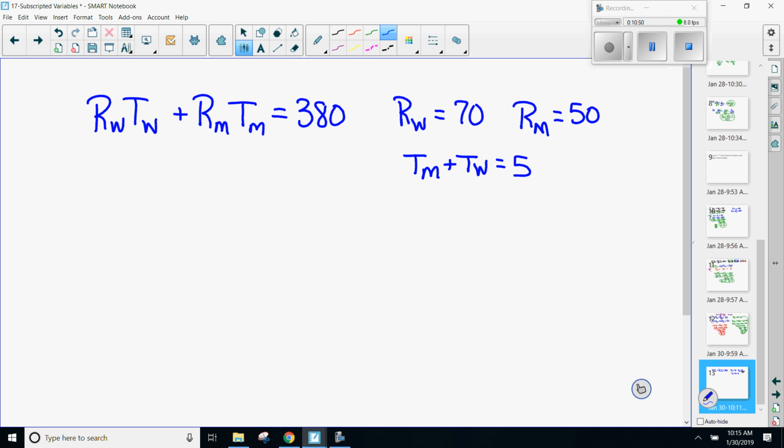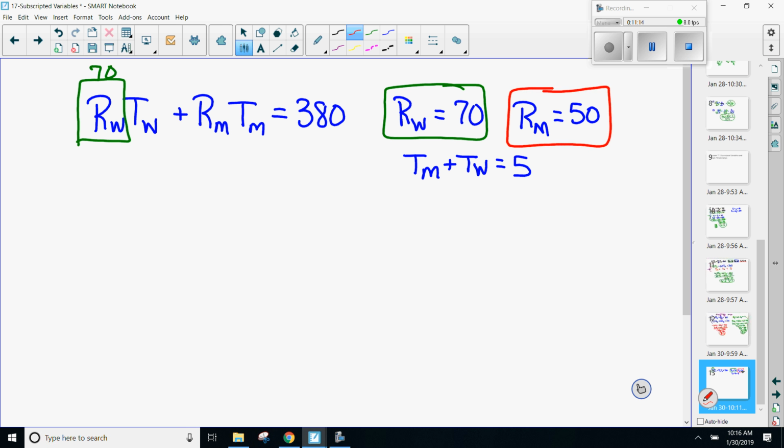We can solve this by substitution, or elimination, or something. What can I do? I know what this single variable is, right? R sub W has a value of 70. So I'm going to put 70 in for that value. That's the rate Wilson drives at. Then we also know that Macy drives at a rate of 50 miles per hour. So I can put that in right here. Macy drives at 50 miles per hour. So that's going to make that equation look like this.